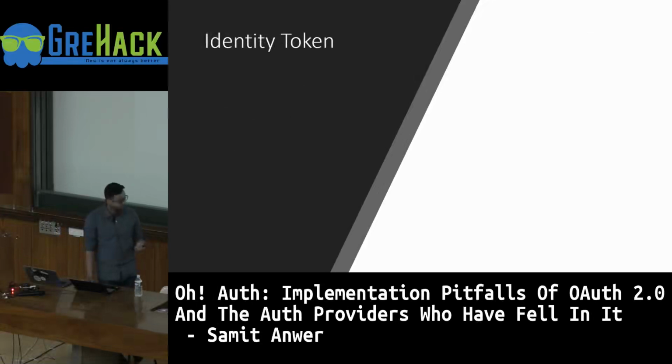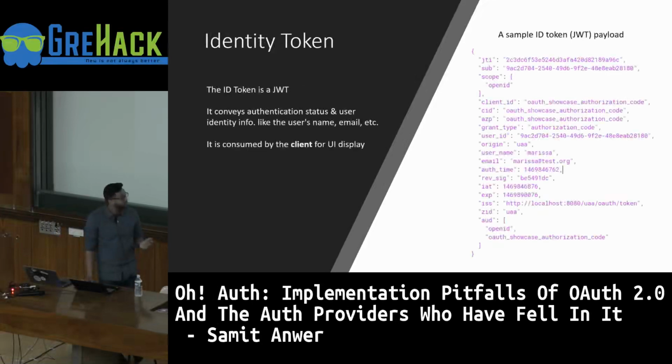Whereas the identity token is a JWT. And if you decode the JWT, you will get a lot of user details about the user who logged in. And as I mentioned before, it conveys the user's identity information like the user's name, email address, etc. And it is consumed by the client for displaying on the UI details about the user.